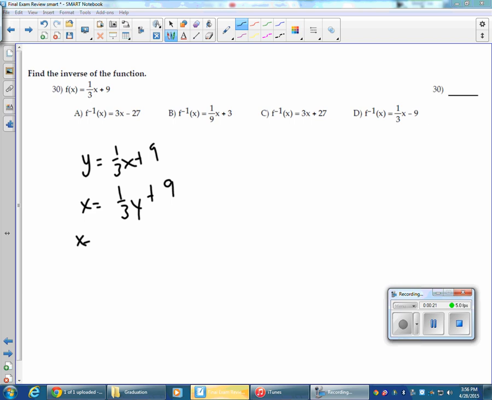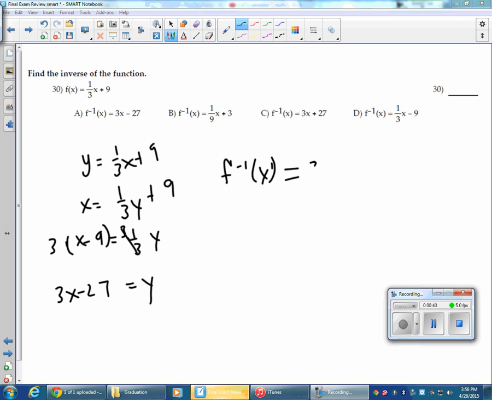So the first thing I would do is subtract 9. And then to get rid of 1/3, I'm going to multiply by 3. So multiply this side by 3. So it would be, this cancels out. Y equals 3 times x minus 9, which is 3x minus 27. So to write it in inverse form, the inverse of f of x equals 3x minus 27, which is a.